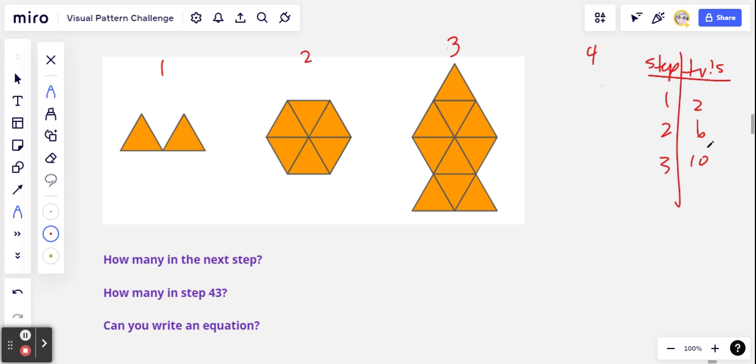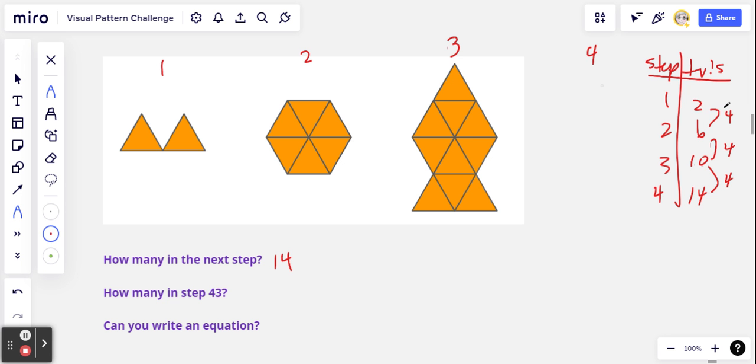And let's just take a look at our differences. 6 minus 2 is 4, and 10 minus 6 is 4. Okay, so this looks like a linear pattern. Because this difference is a constant, we can expect it to change by 4 the next step. So in step 4, we'd have 10 plus 4, and that would be 14. So that's my prediction for step number 4. There will be 14 triangles.